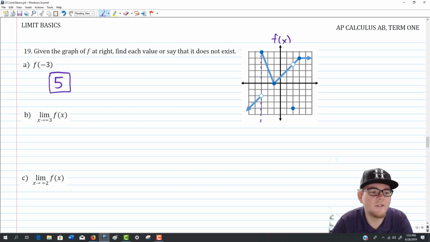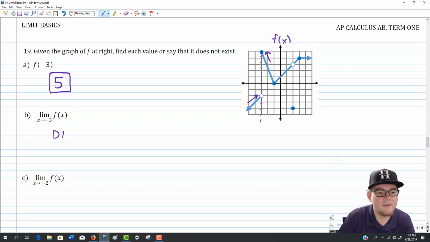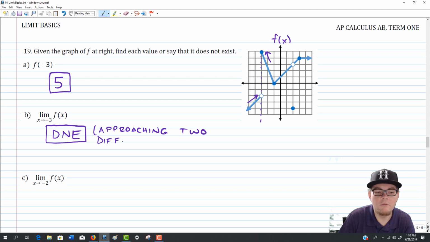The next question, though, asks us, what is the limit as x goes to negative 3 of f of x? In this case, we're approaching one y value from the right, positive 5, and we're approaching another y value, which I think is negative 2 from the left, and that means that this limit does not exist, at least not at negative 3. So we're approaching two different values. And approaching two different values is not how you get a nice limit.